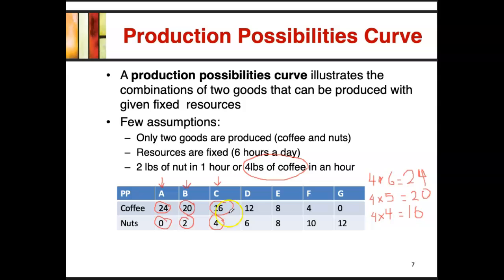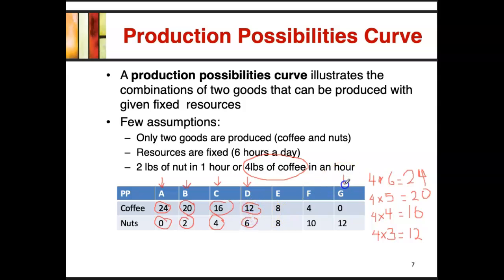We can do so for scenario D as well. With scenario D, she basically uses 3 hours, so it's going to be 4 times 3 to pick coffee. So we have 12. And she uses the other 3 hours to pick nuts, and then we have 6 pounds of nuts. So you can basically do that for multiple scenarios.